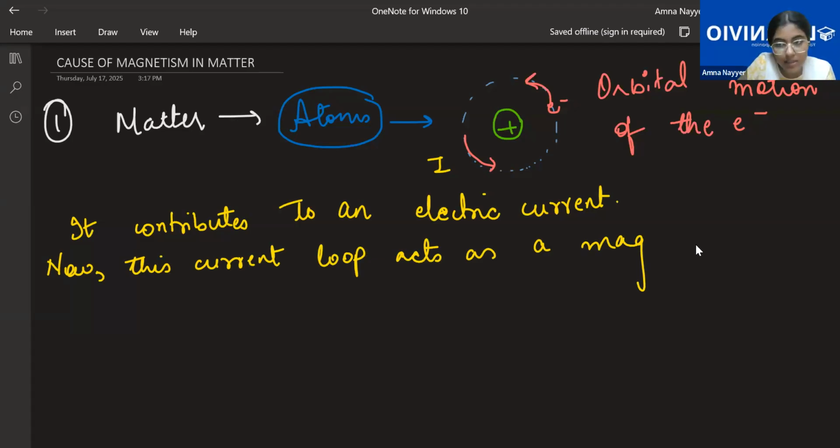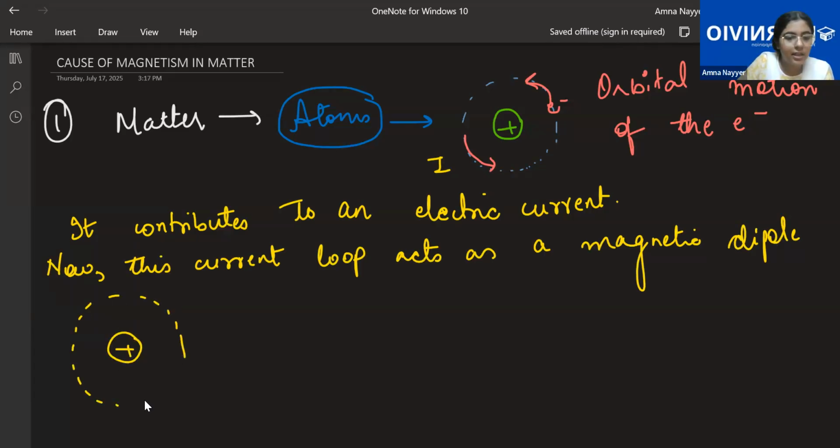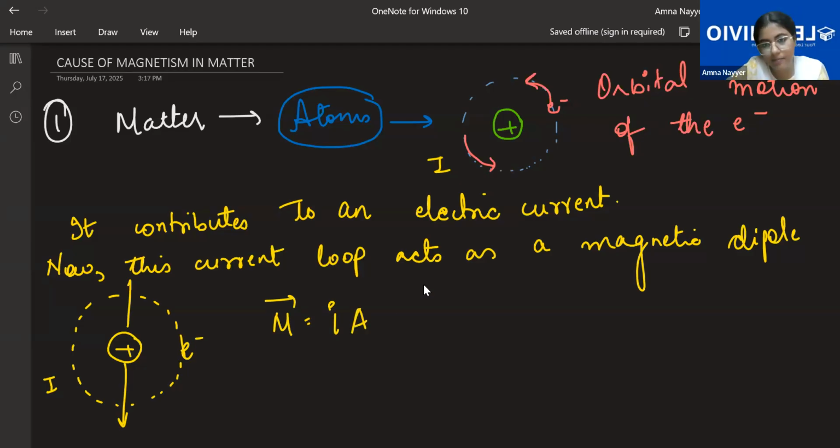Because you have numericals from this part. A question is there exactly based on this magnetic dipole. If this is the axis, electrons are moving, it is producing current. So simply we can say magnetic moment. What's the formula of magnetic moment? IA. Exactly. So this will be I into A. Clear? Yes, ma'am.